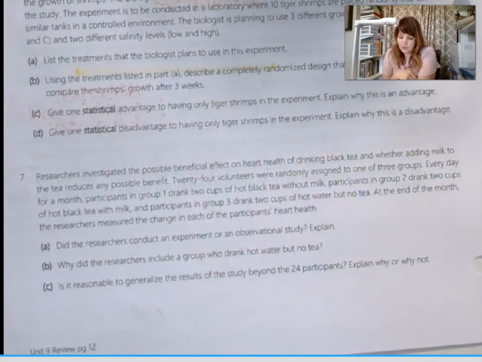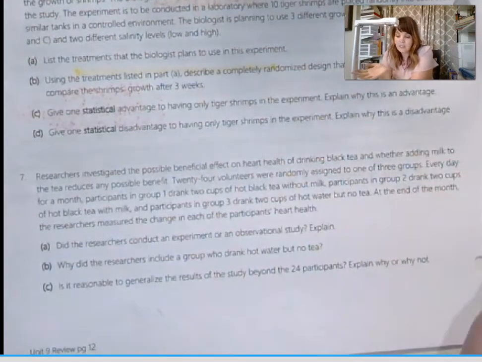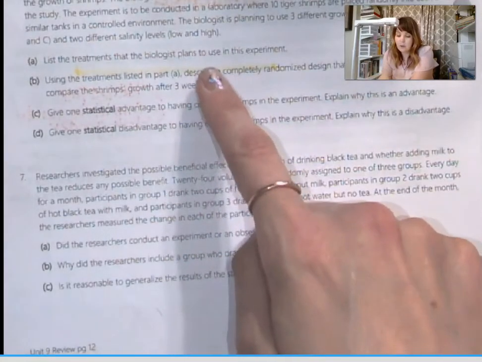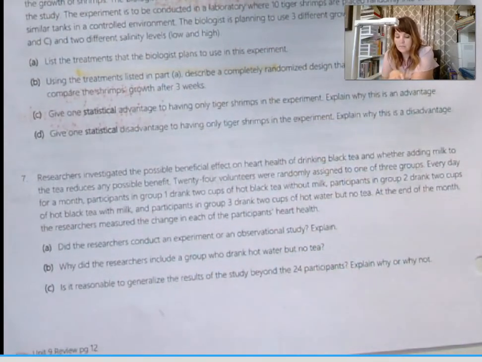B, using the treatments listed in Part A, describe a completely randomized design that will allow the biologist to compare the shrimps. So this one is actually a good candidate for the 2 HAP method, because your number of treatment groups is smaller. So it is realistic that you could actually do the 2 HAP method in Part B. Sometimes it's not realistic, but it's the easiest one to describe.